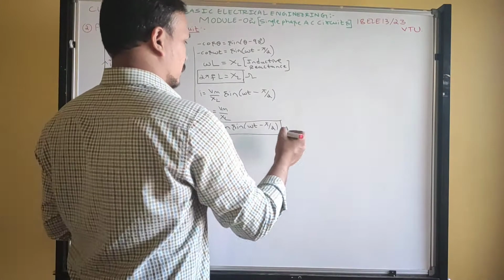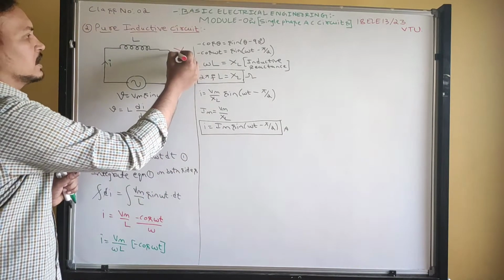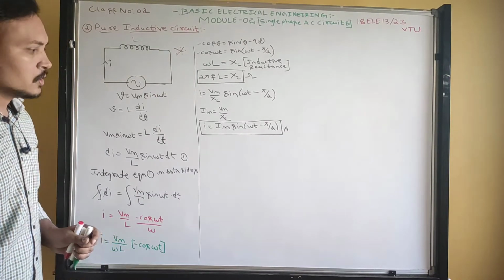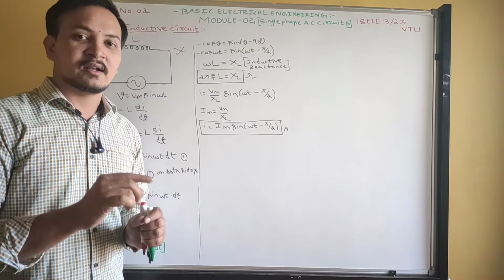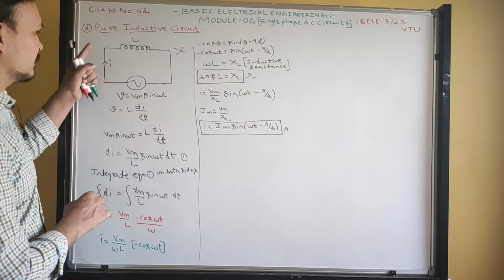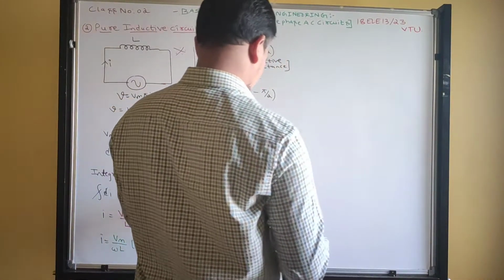Now we can draw the waveforms. Guys, pause the video and copy this. This derivation is very important. 100% they will ask, either for inductor or capacitor. The question will be like this: show that in a pure inductor, current lags voltage by 90 degrees. Like that they will ask the question. You should explain from here to here. Very simple.